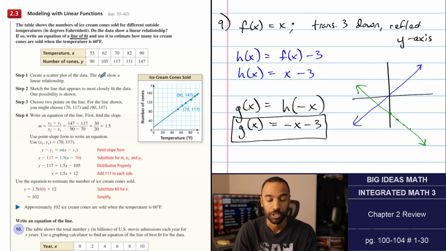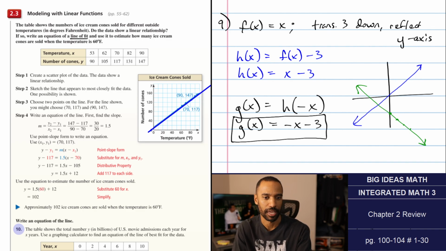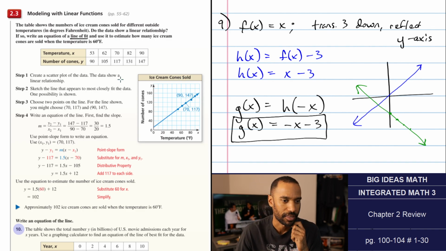The data, plural, show a linear relationship. Step 2 is sketch the line that appears to most closely fit the data. One possibility is shown. As we said, it's open to interpretation. Do the best you can. If I did my own, ballpark. It's about the same thing, right? So do the best you can on that.